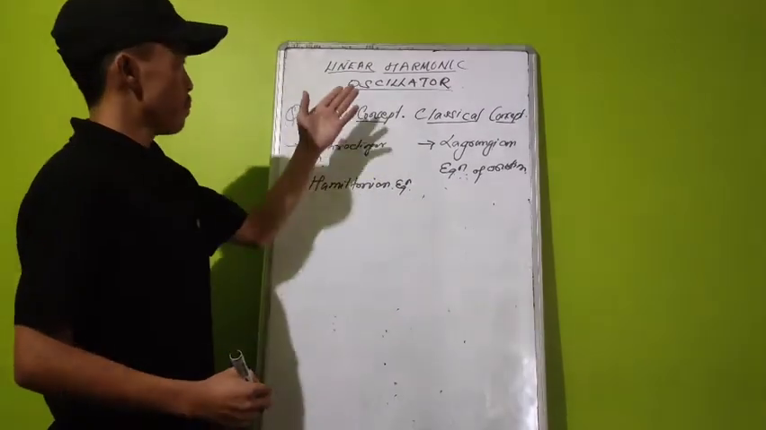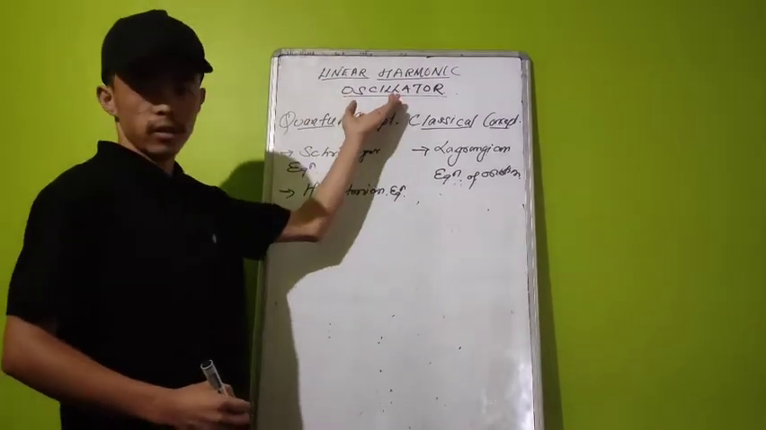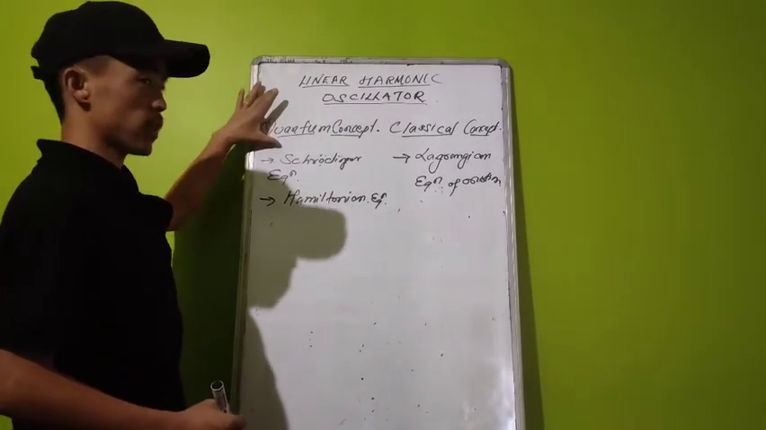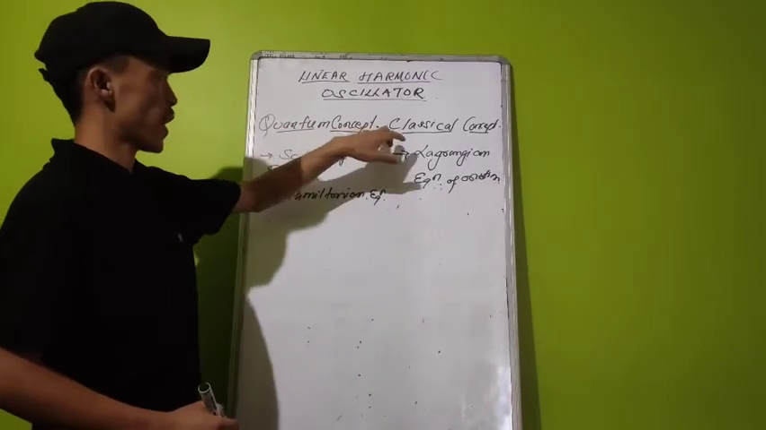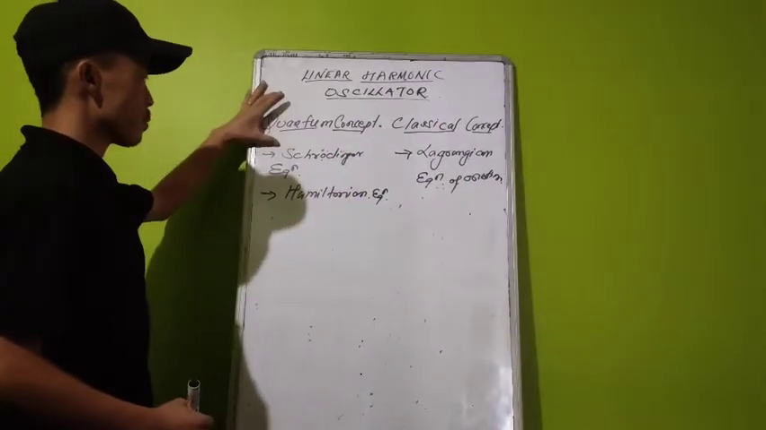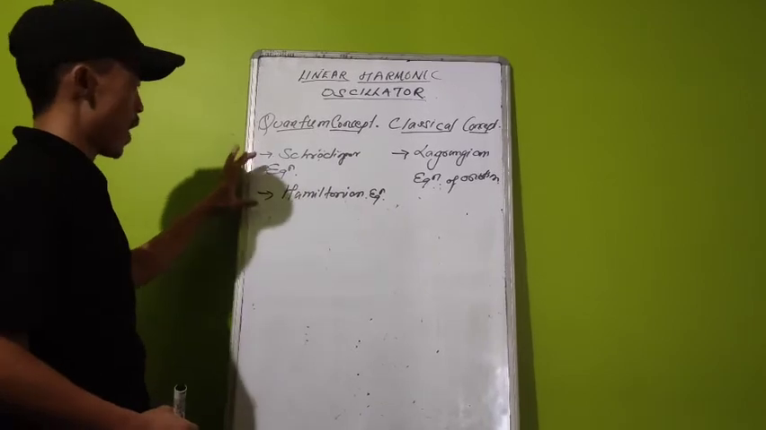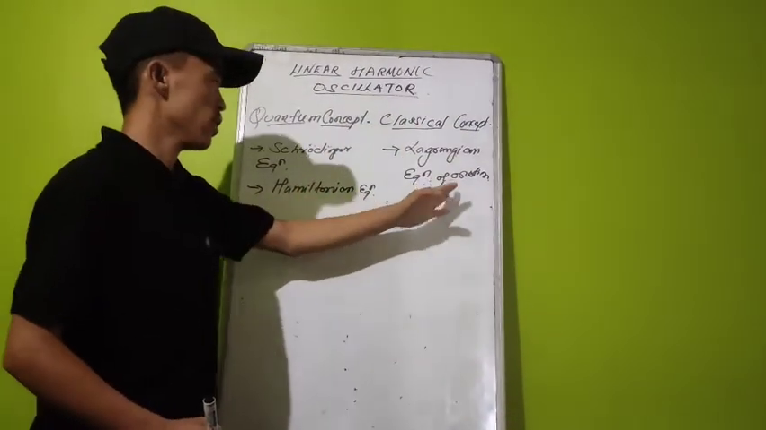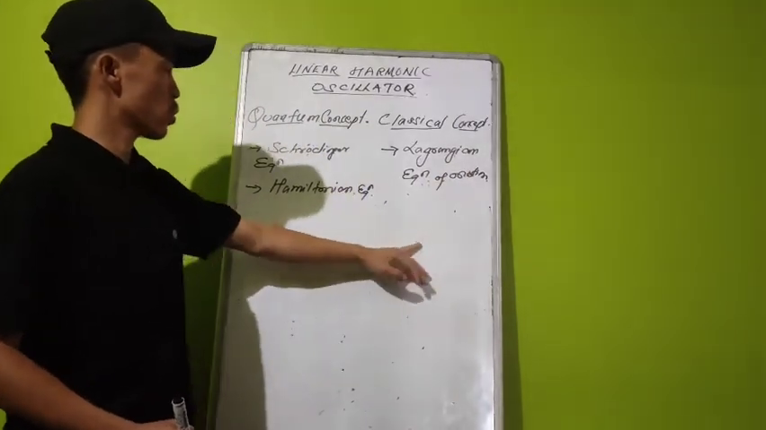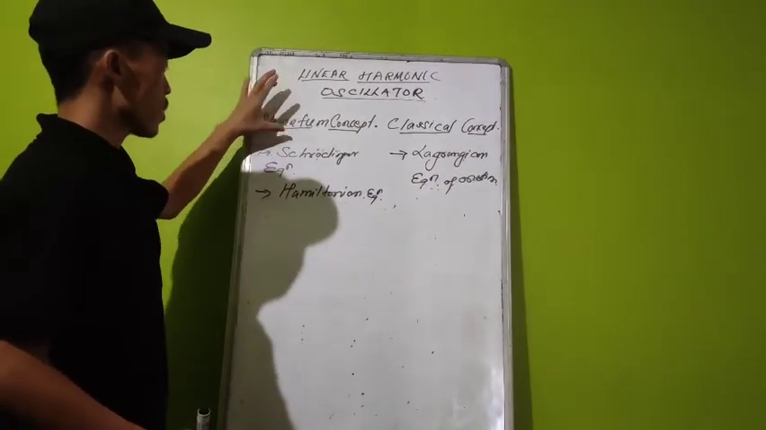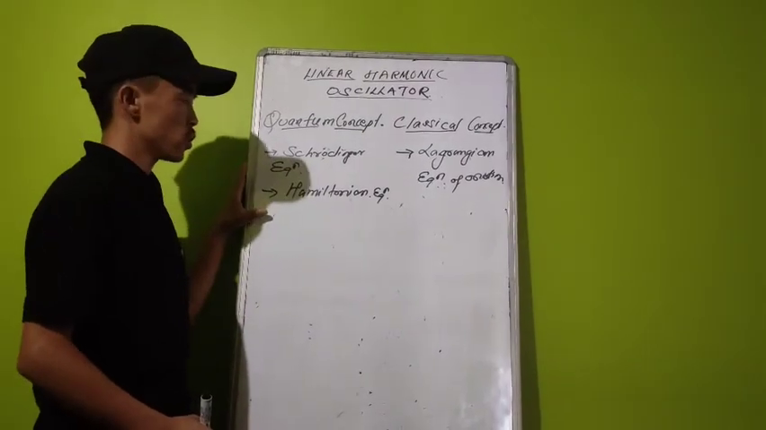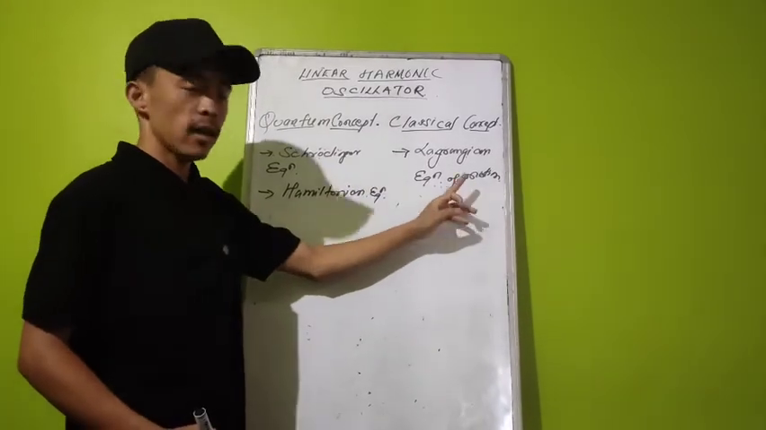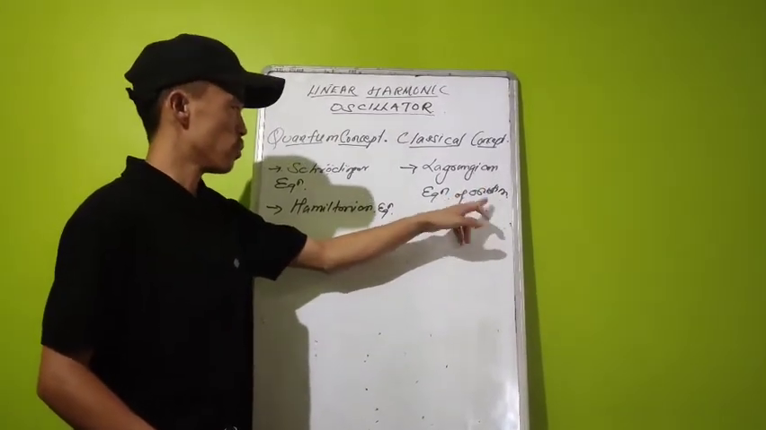So, my topic is linear harmonic oscillator. For the linear harmonic oscillator, there are two basic concepts: the quantum concept and the classical concept. In the quantum concept, we deal with the Schrodinger equation and the Hamiltonian equation, and in the classical concept, we deal with the Lagrangian equation of motion. In the quantum concept, we have a very long derivation. So basically today I'll be dealing with the classical concept, that is, using the Lagrangian equation of motion.